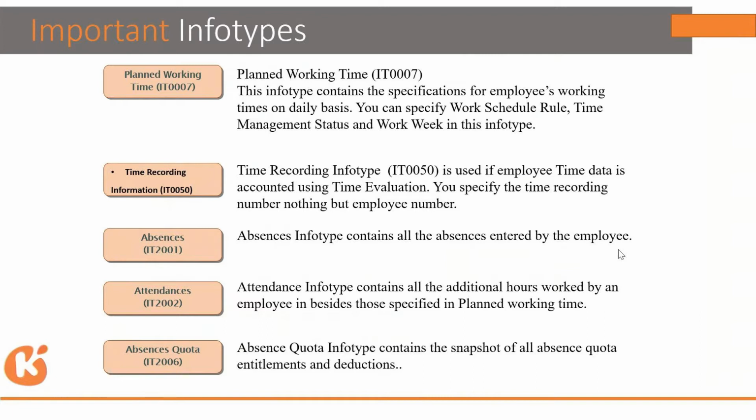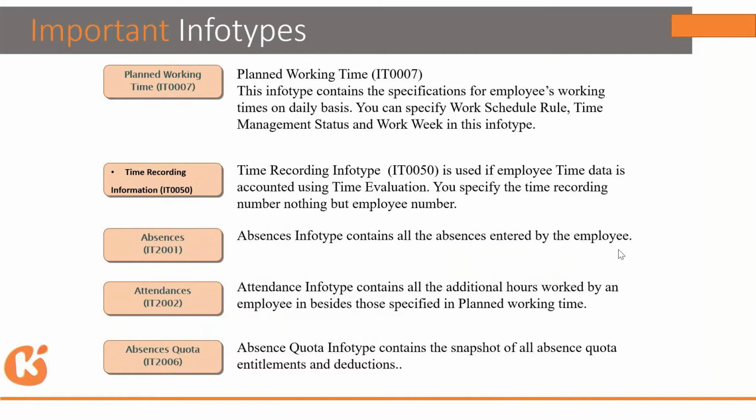The next is info type 50. In this info type, employees' card details will be stored. Swipe in and swipe out are recorded with the help of these card details against this particular employee number. So if any of the data is missing and we are running the time evaluation, it definitely throws us an error. Next, info type 2001, which is absences.